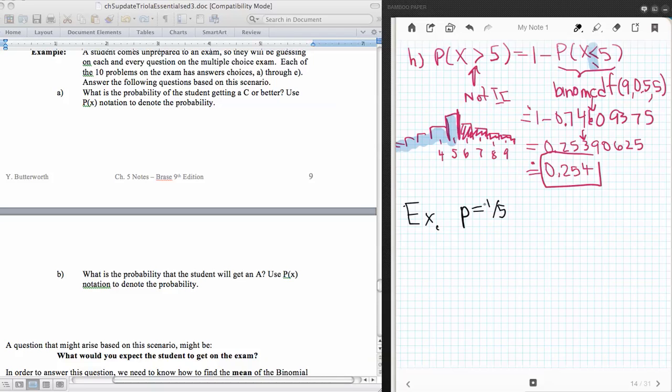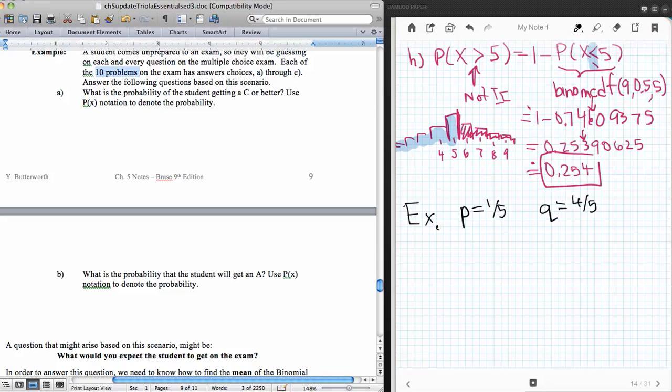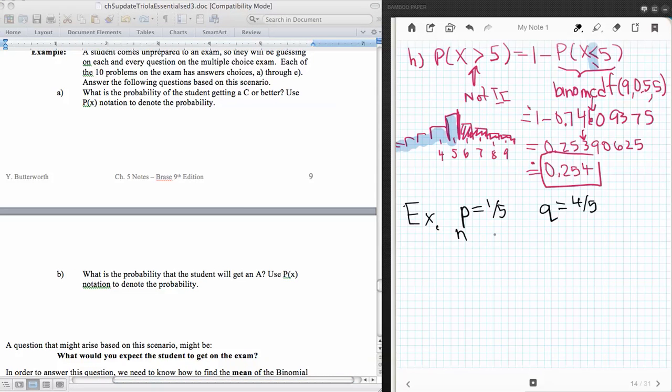That's the right one, right? There's 1 answer in 5 that is right, which leaves 4 in 5 that are wrong. And then the number of trials is the number of problems here. It's very important that we understand that we have to be able to recognize this as a binomially distributed random variable. So let's run through those characteristics really quickly.